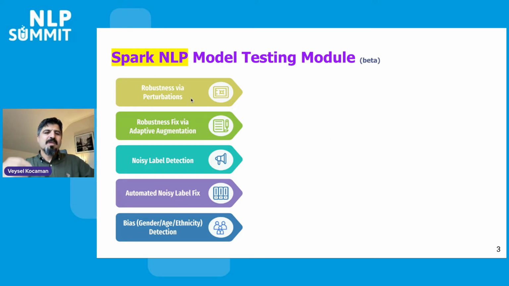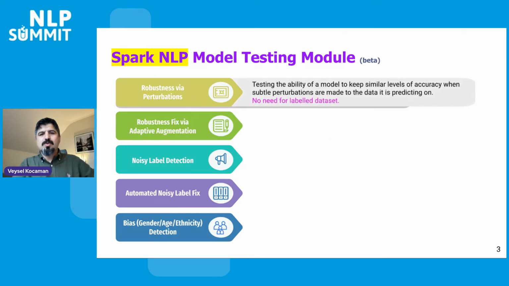The first one is robustness via perturbation. So robustness via perturbation is basically testing the ability of a model to keep a similar level of accuracy under certain perturbations, right? Because the assumption is that the model should assign the same label even after applying that certain perturbation.